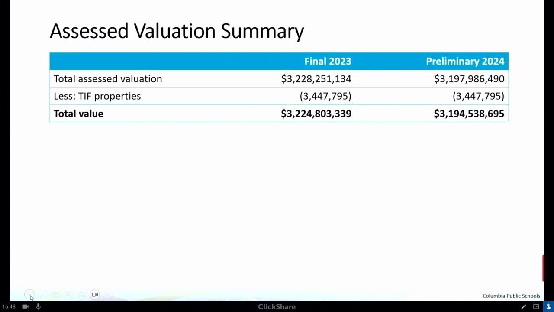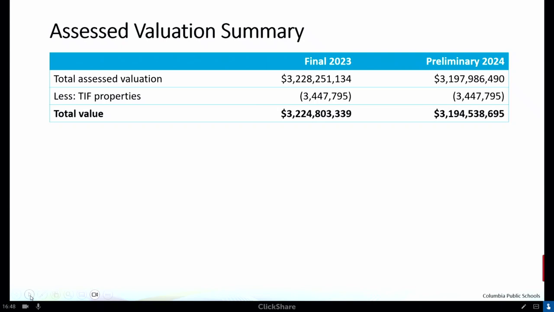And so this is what our assessed valuation summary looks like. You can see our total assessed valuation, our final for calendar year, again, 2023, that we received in December: $3,228,000,000. Again, we would back out our TIF properties to get that $3,224.8 billion there for our total value.